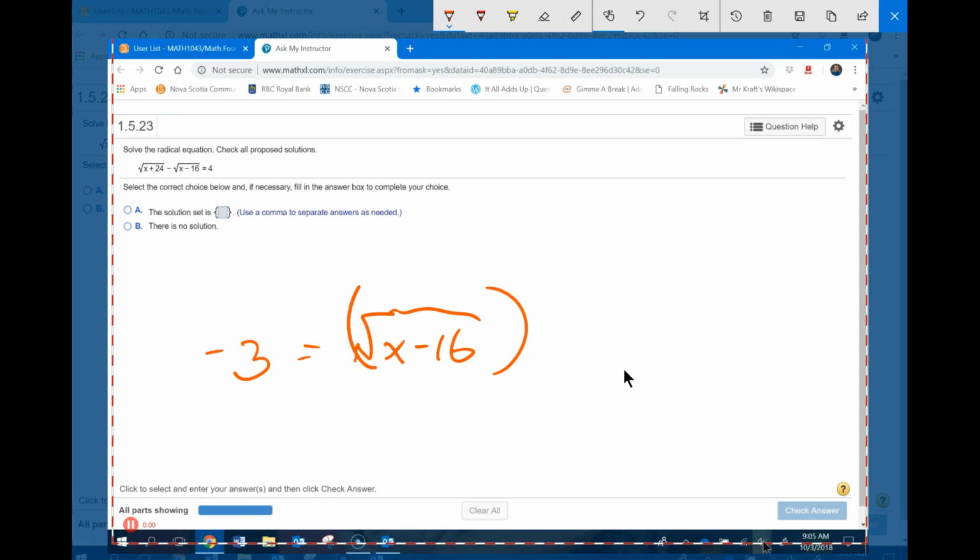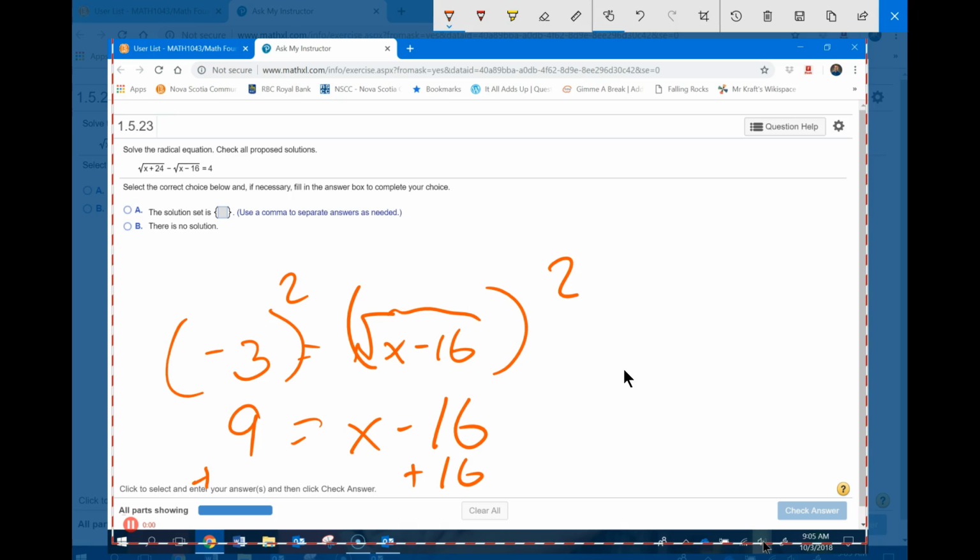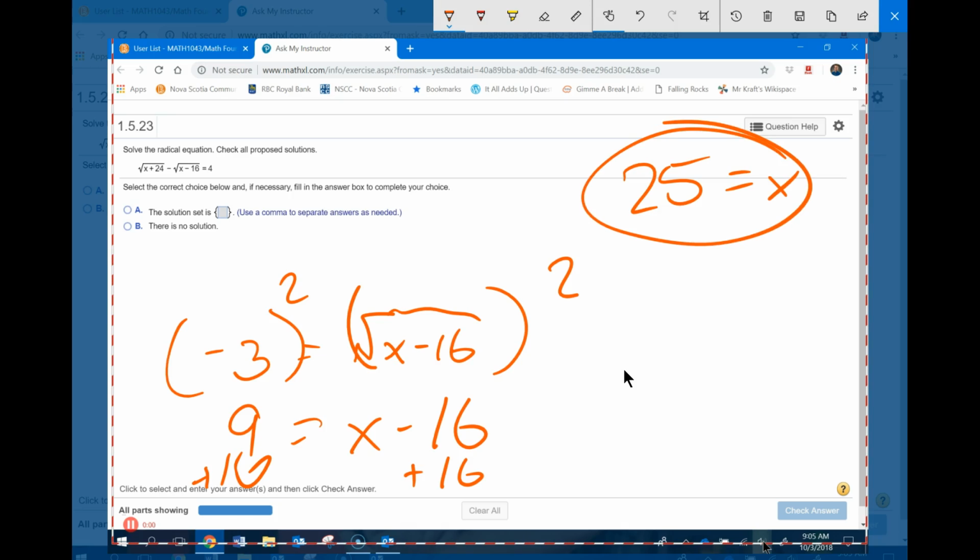Okay, so let's square both sides. Squared, this is going to be 9. 9 is going to equal x minus 16, and then we can just do some algebra. We'll add 16 to both sides. That's going to give us 25 equal to x. So there we go.